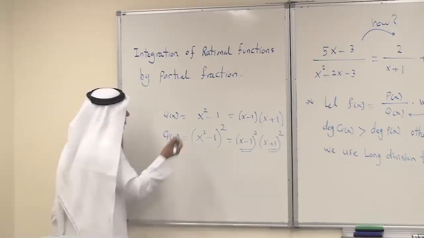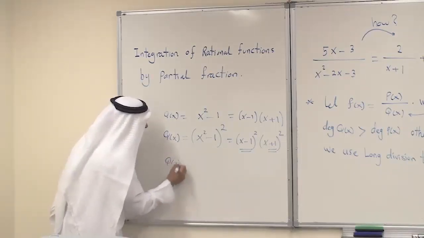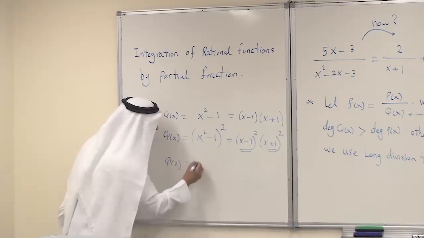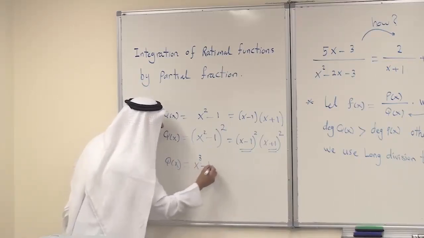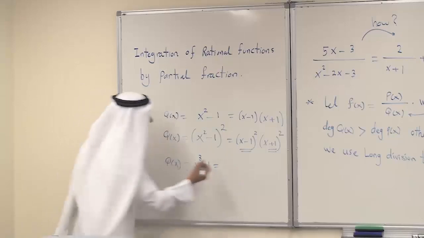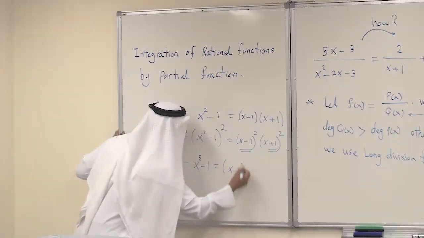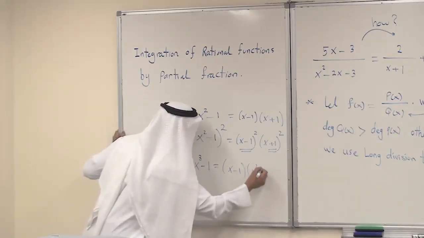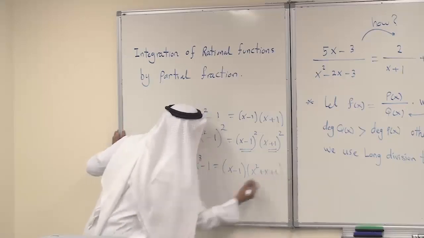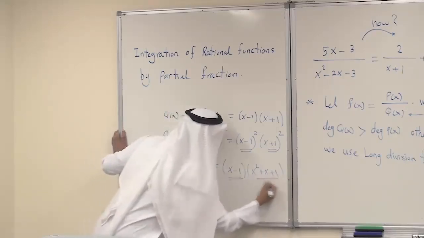Okay, you may have Q of x, let us write it in factored form, like, for example, if you just have x cubed minus 1, for instance. What will be the factorization? It will be x minus 1 times x squared plus x plus 1. Now you can see now this is linear, but this is not linear.